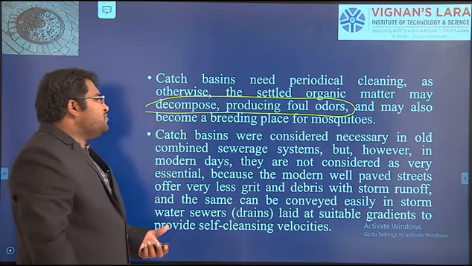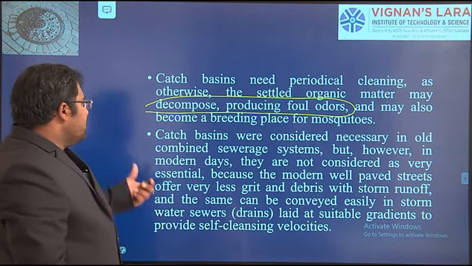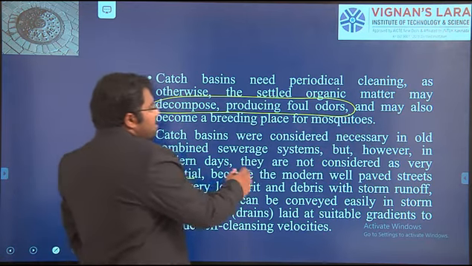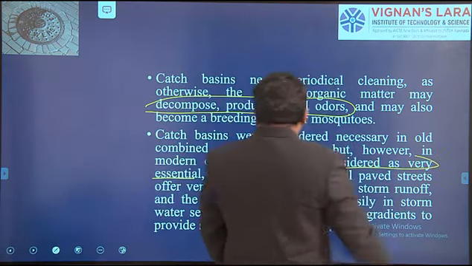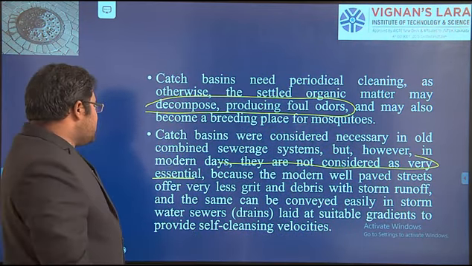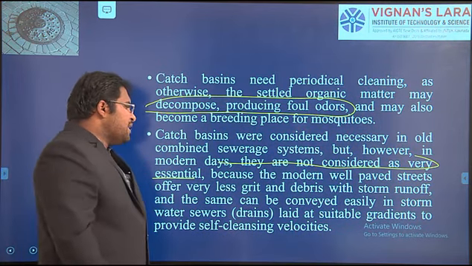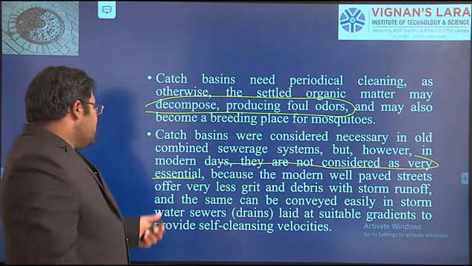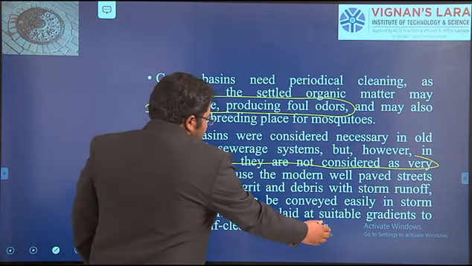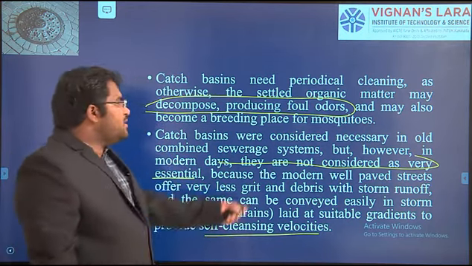Catch basins were considered necessary in old combined sewer systems, but in modern days they are not considered very essential, right? Because modern well paved streets offer very little grit and debris with storm runoff, and the same can be conveyed easily through the stormwater sewers laid at suitable gradients provided with self-cleaning velocities. Because of all these reasons, nowadays we are not providing these catch basins.